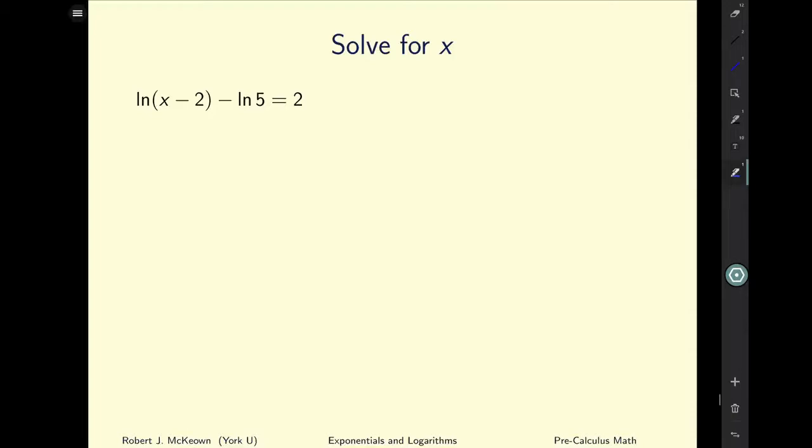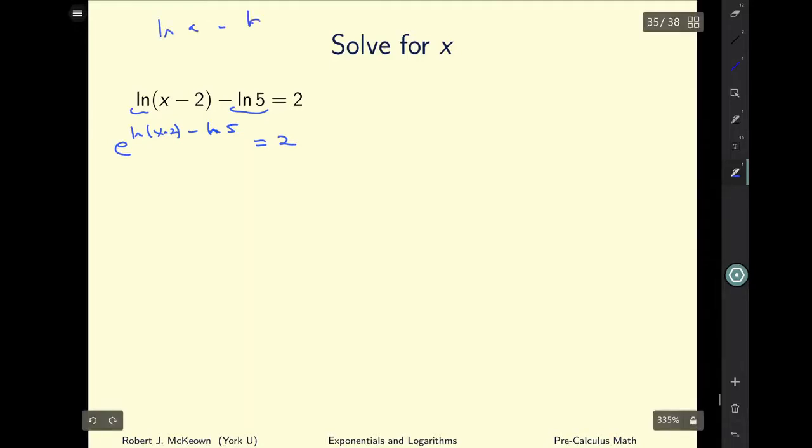Now looking here, I see I've got a log here minus a log there. So if I try to take the natural exponent right away, like we did in the previous problems, I get something rather ugly and kind of difficult to work with. But we know that the log of A minus the log of B is equal to the log of A over B. And so I can rewrite this as the log of x minus 2 over 5.